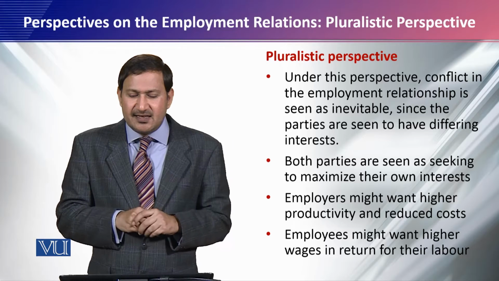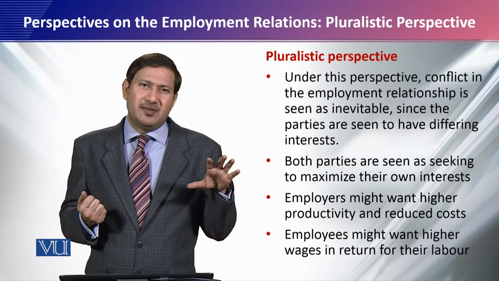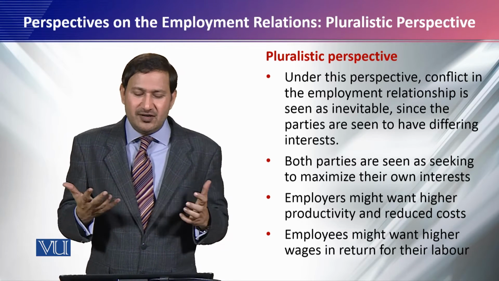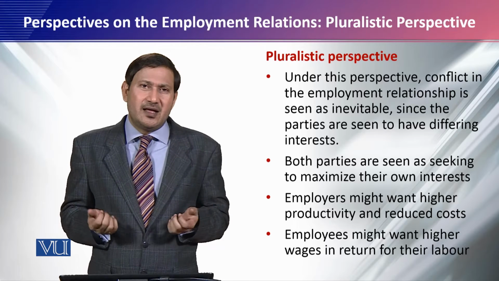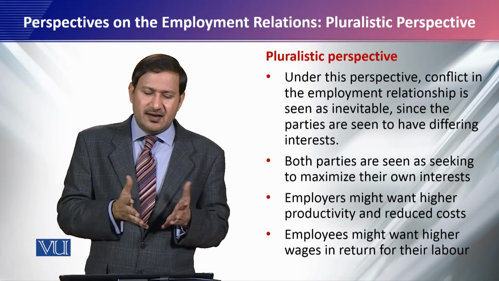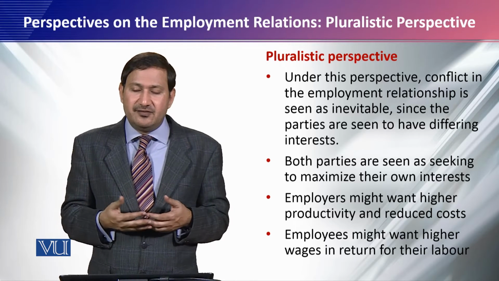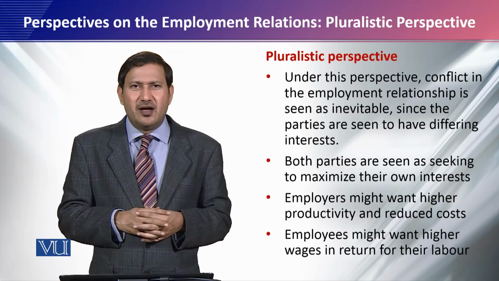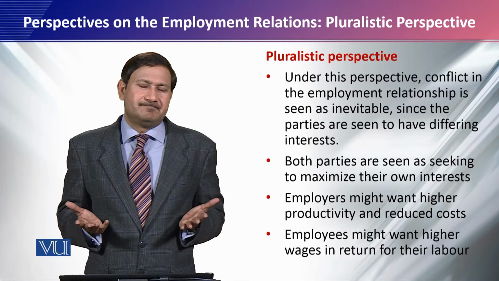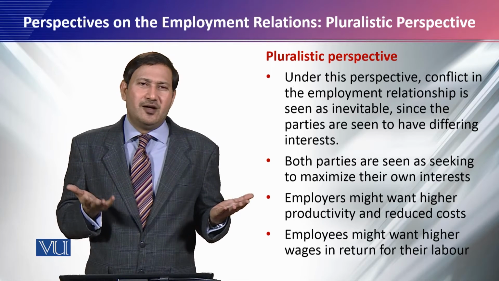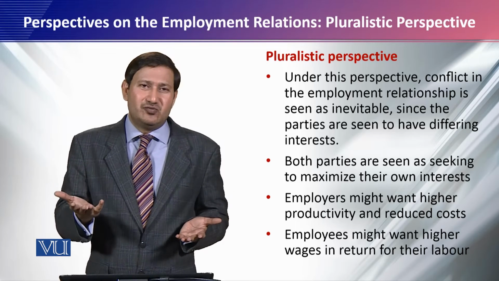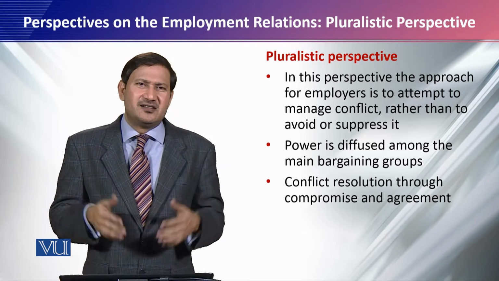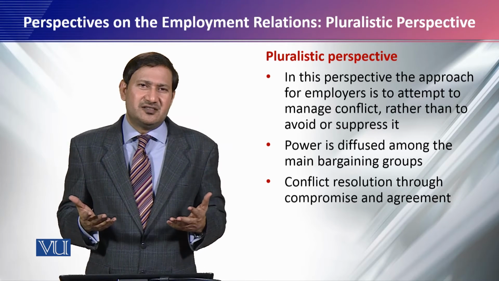So both parties are seen as seeking to maximize their own interest. Employees try to maximize their own interest. On the other hand, employers want to maximize their own interest. So employers might want higher productivity at reduced cost. On the other hand, employees might want higher wages in return for their labor, the service or the labor they are offering to the organization or to the employer. So don't you see there is a conflict here, that employees want higher wages for their labor while the employers want more work on less wages. And not only confined to the wages and labor and efforts, employment relationship in many organizations is very complex.